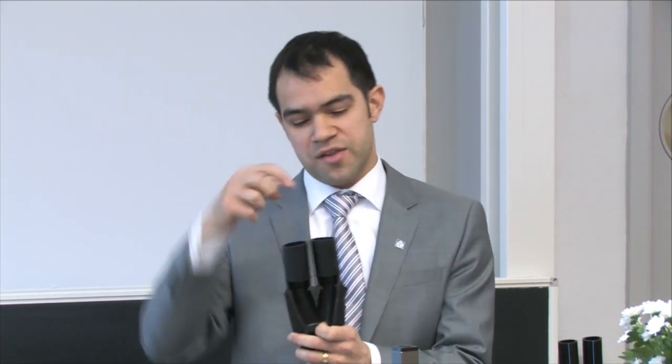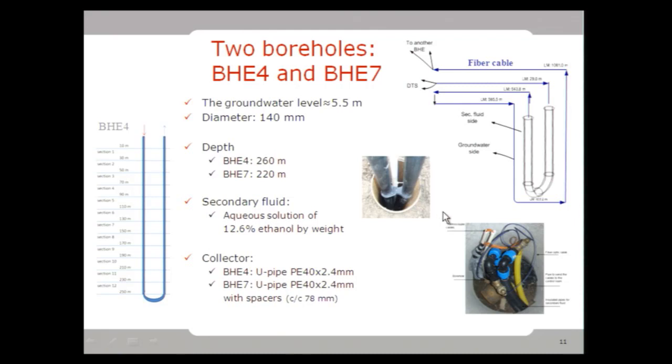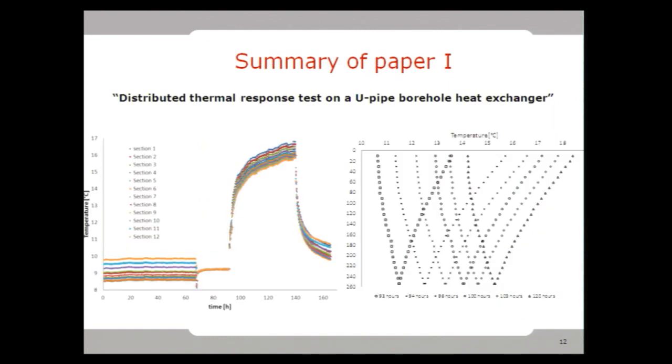And these two heat exchangers were instrumented with an optical fiber cable going down, turning in the bottom and coming back inside the pipes, and then one optical fiber cable also outside the pipes. And this is illustrated in this chart. And here you can see two pictures of the heat exchangers. For borehole 4, the local analysis is done at 12 different sections, which I illustrate in the picture to your left-hand side. So 12 sections, 20 meters long each, as illustrated.